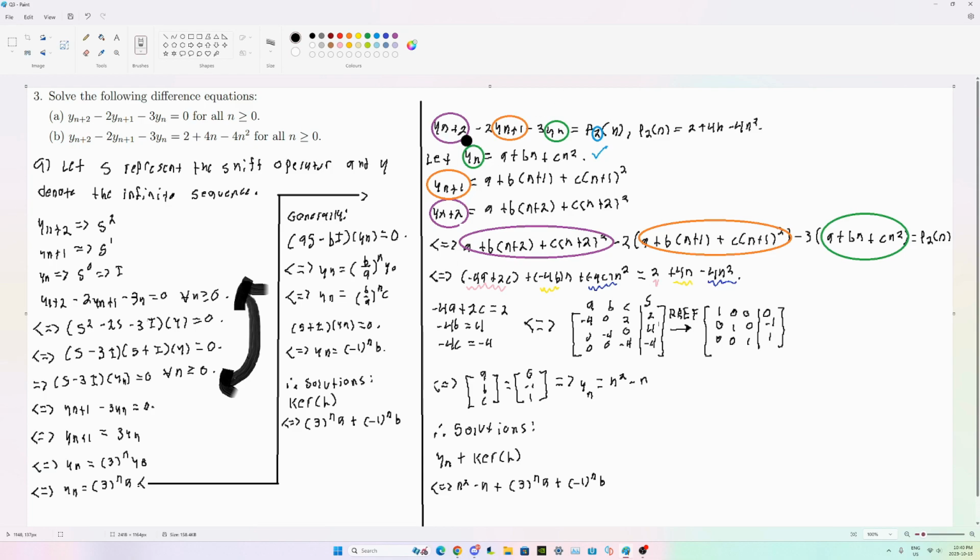So if we have y_{n+2} minus 2y_{n+1} minus 3y_n equals p2(n), some polynomial of degree 2. Once again, we're just going to let y_n, our initial one, equal some arbitrary degree 2 polynomial, because that's what we want to solve for, which is going to be a plus bn plus cn squared.